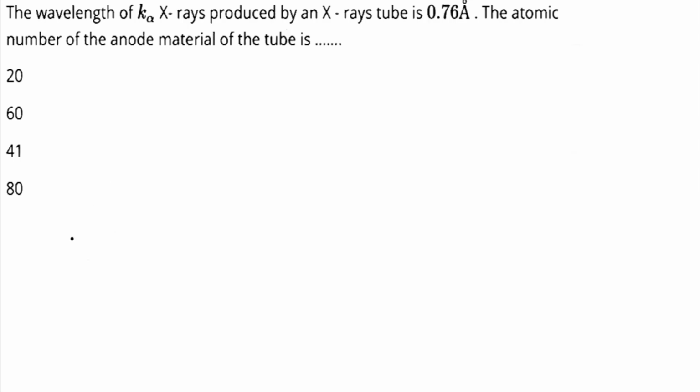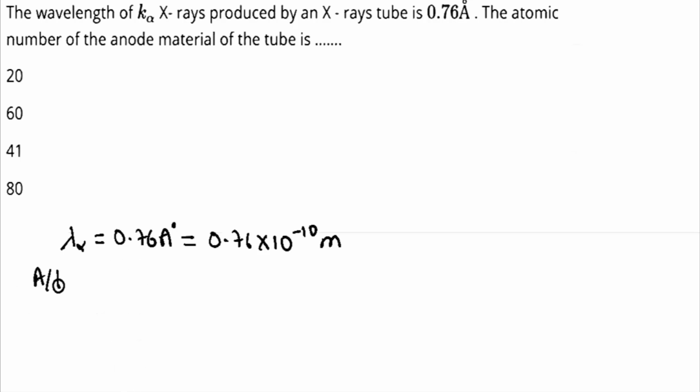So first of all, write the given data. The wavelength of K alpha is 0.76 angstrom, which can be written as 0.76 into 10 to the power minus 10 meter, because 1 angstrom is equal to 10 to the minus 10 meter. And now we have to put the formula of the Rydberg constant; using the formula we can get the Rydberg equation.